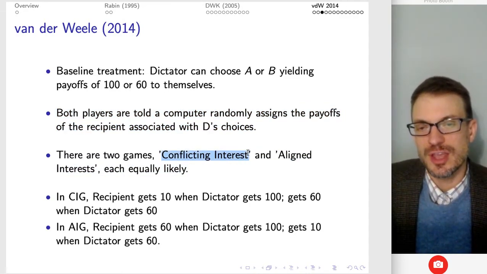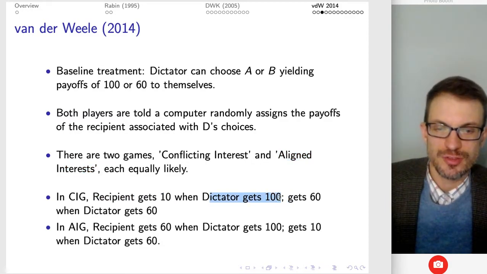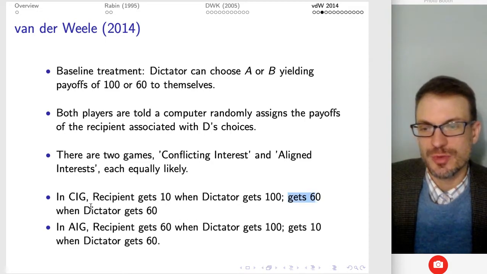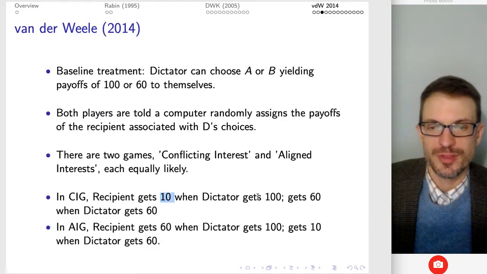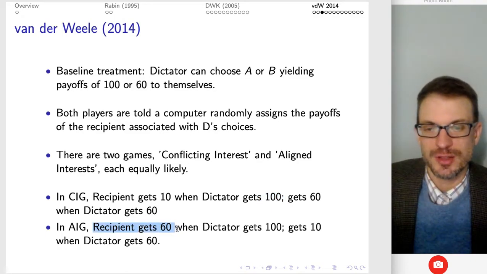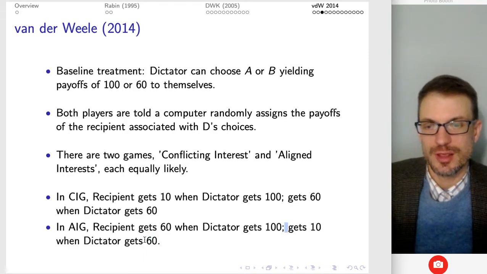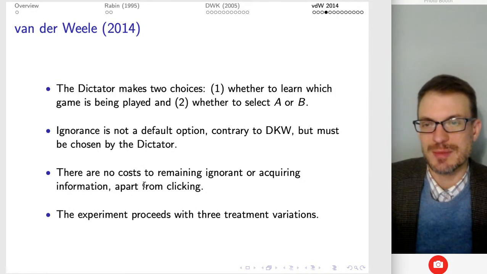There's the conflicting interest game and there's the aligned interest game. The conflicting interest game gives the recipient 10 when the dictator gets 100 and 60 when the dictator gets 60. So it's conflicting interest because the recipient gets their low payoff when the dictator gets their high payoff. In the aligned interest game, the recipient gets 60 when the dictator gets 100 and gets 10 when the dictator gets 60, right? 60 is the low payoff for the dictator, 10 is the low payoff for the recipient. All right, so those are the two games that can result.